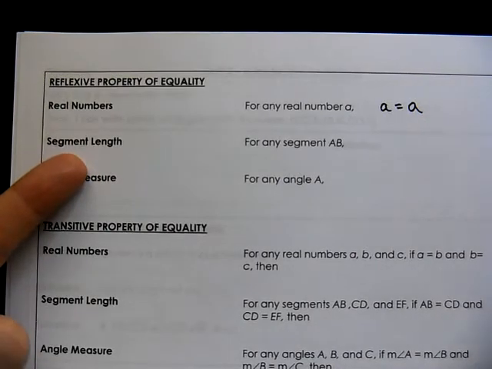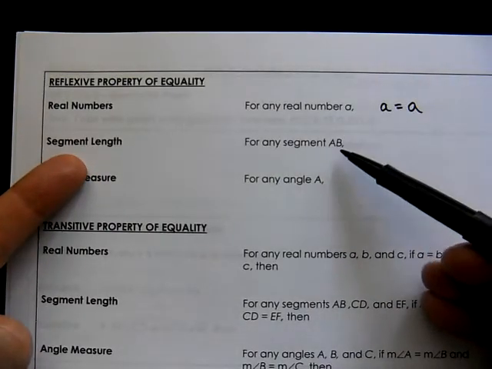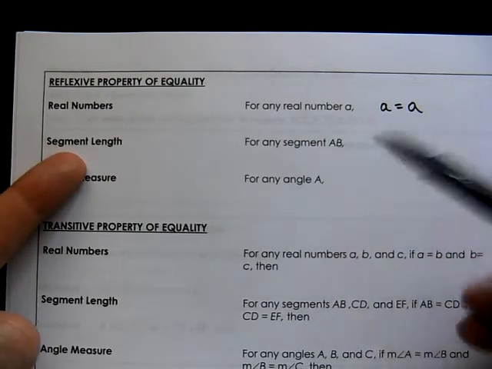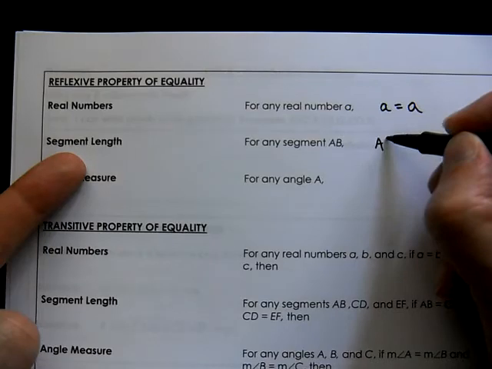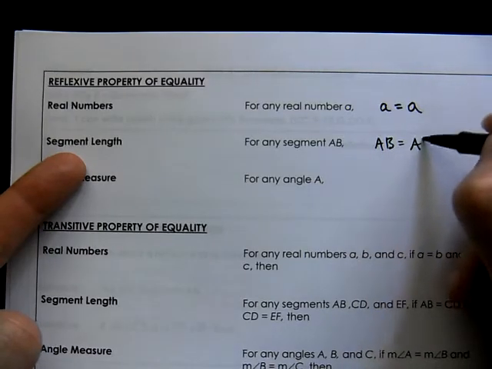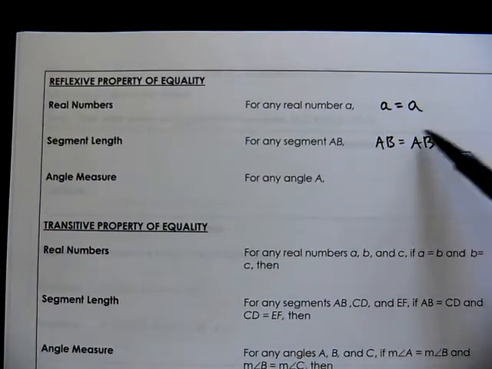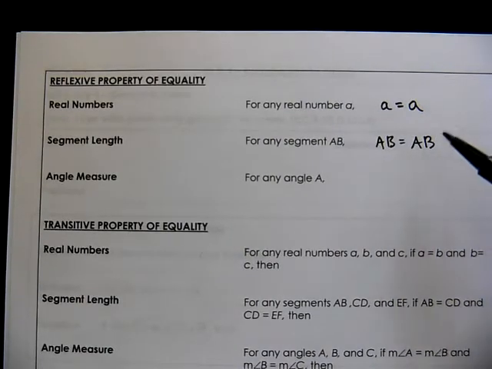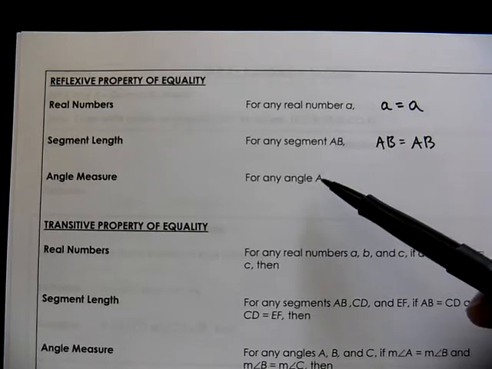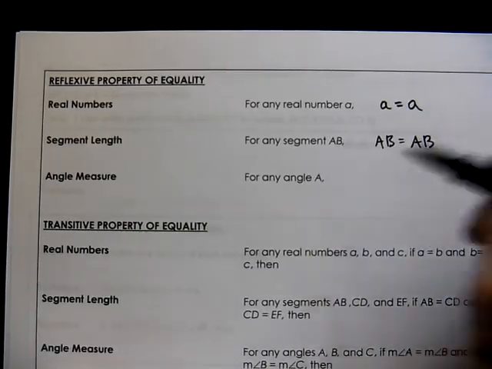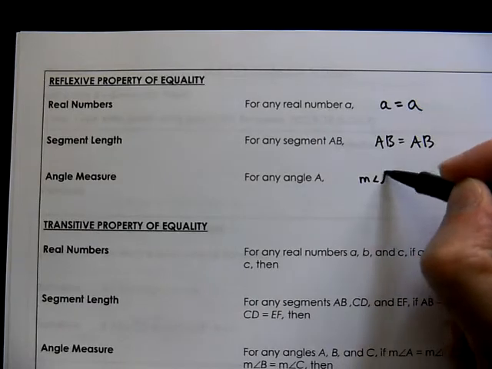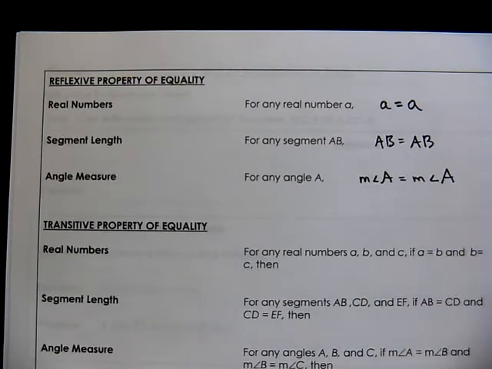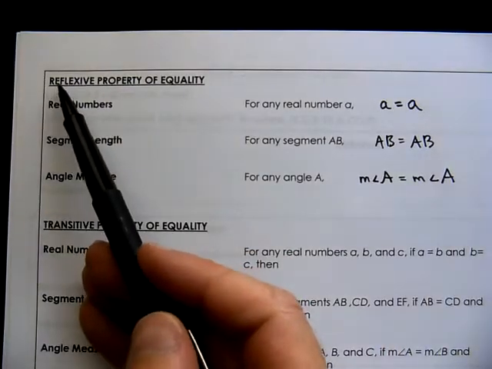It's also true for segment lengths, because remember, this is the symbol, it doesn't have the bar, it's the symbol for the length of a segment. So it's really just a number. We're saying that this number equals itself. It's just that this segment happens to be the number that we're talking about here. It's also true for an angle measure, because again, an angle measure is just a number. So the measure of angle A equals itself. That's the reflexive. That's how you spell it.